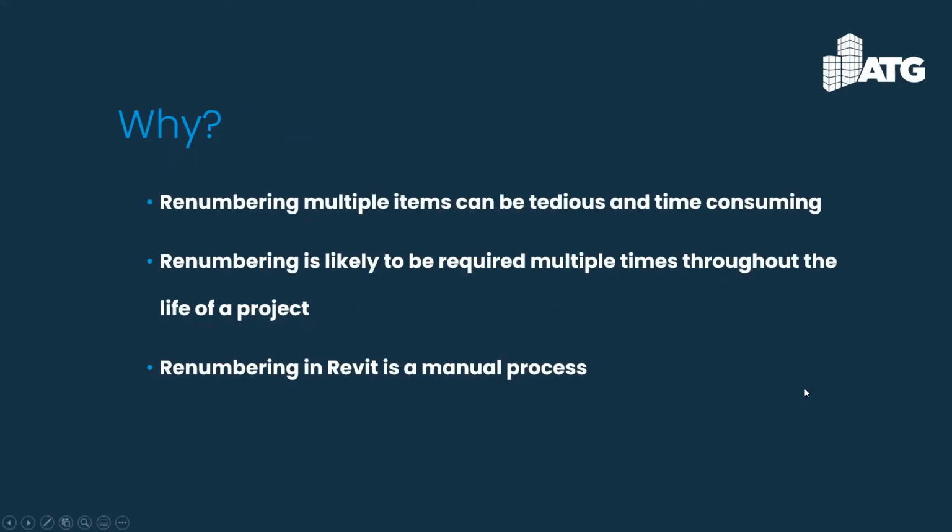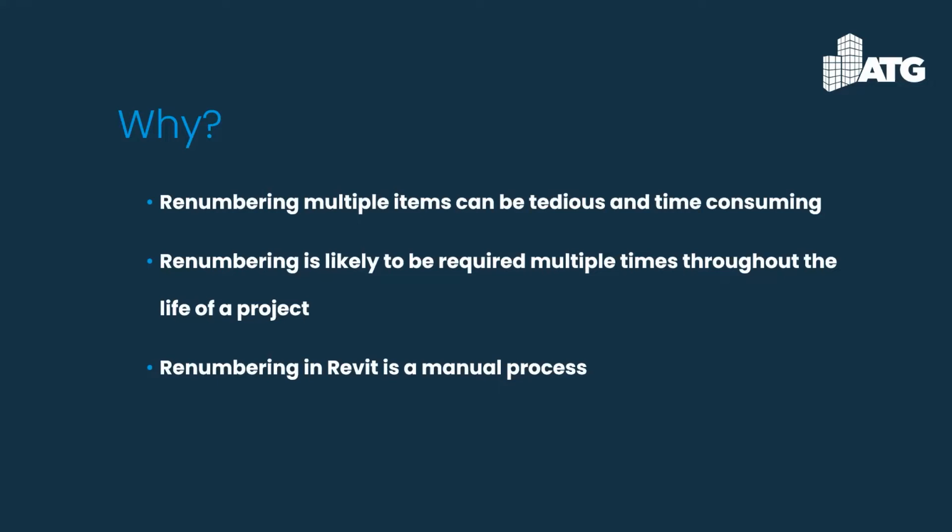So first of all, why? Why does this tool exist? Well, renumbering multiple items in Revit can be very tedious and time consuming. If you've ever had to do it, I know you're probably rolling your eyes just thinking about having to do it. And then it's likely to be required multiple times throughout the project. Just because you fix it one time doesn't mean you're not going to have to fix it again. It means somebody's going to change something and it's going to be required to renumber everything all over again.